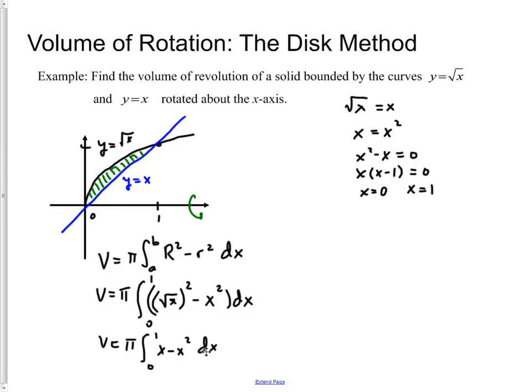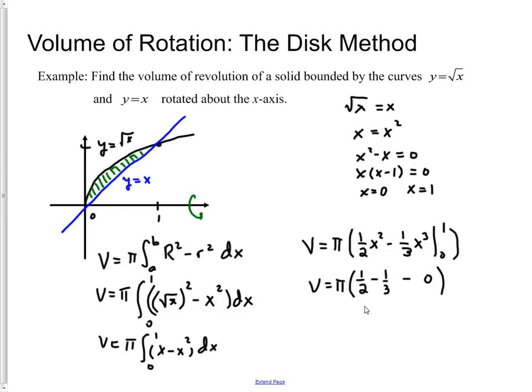Let's see, what do we get right here? Carrying out the integration, we're going to find the volume to be pi times 1/2 x squared minus 1/3 x cubed, evaluated from 0 to 1. We know how that'll work out: 1/2 times 1 squared minus 1/3 times 1 cubed, minus 0. Putting those together, we get pi times (3 minus 2) over 6, which is pi over 6. So our volume of the shape that's formed right here is going to be pi over 6 cubic units. Very interesting.